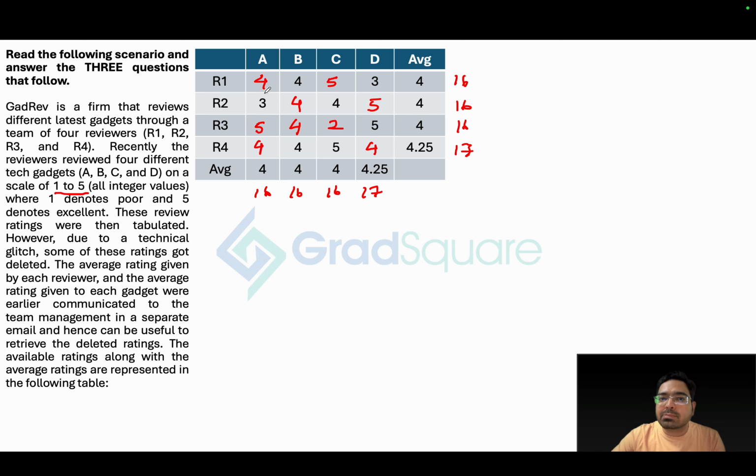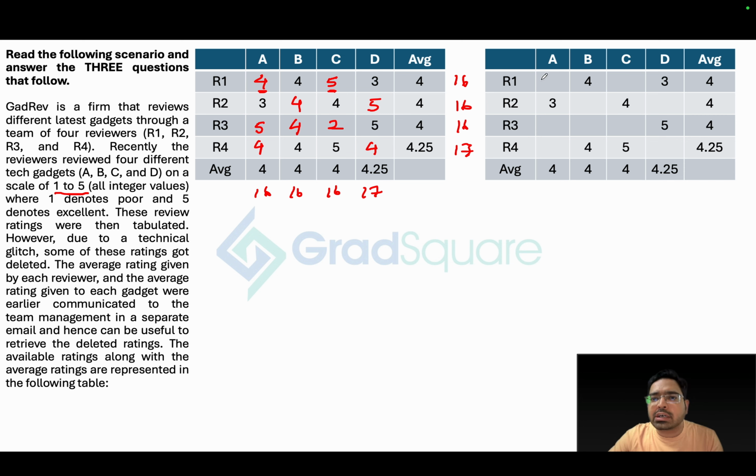Now this is a possibility when you have taken by reviewer 1, A and C as 4 and 5 in that order. We know there is another order possible which is 5 and 4. So let's take another order where I'm going to put a 5 over here and a 4 over here. That is going to give me a total of 16 over here as well. That is also not a problem, right? Now, if 4 comes over here, we need a total of 16 over here, a total of 16 over here, a total of 16 over here, and you need a total of 17 over here.